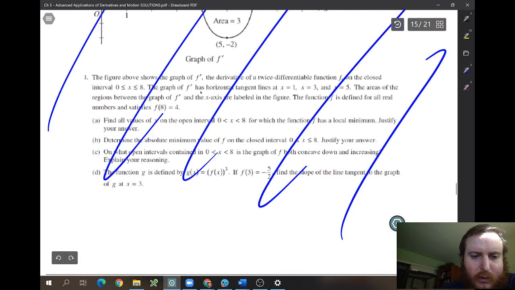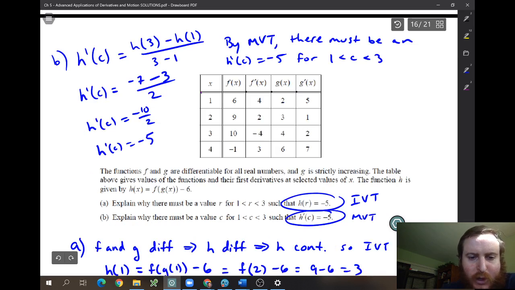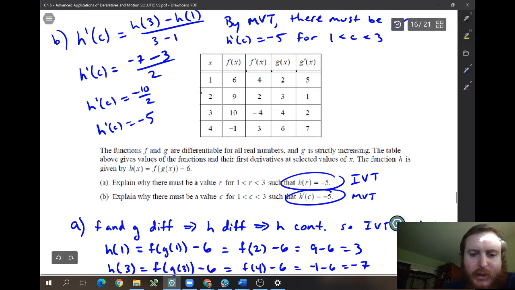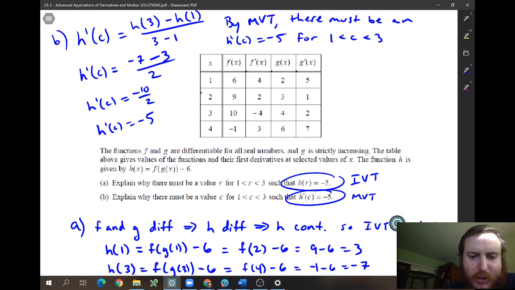Okay, next up, we have this question that is similar to the one that we did in class together, but I think it's a very, very important question, and that's explaining IVT and MVT. So for A, it says explain why there must be a value r such that h of r equals -5. So h of r, right, is IVT. Even if it's h of r equals 0, it's IVT because it's h, right?